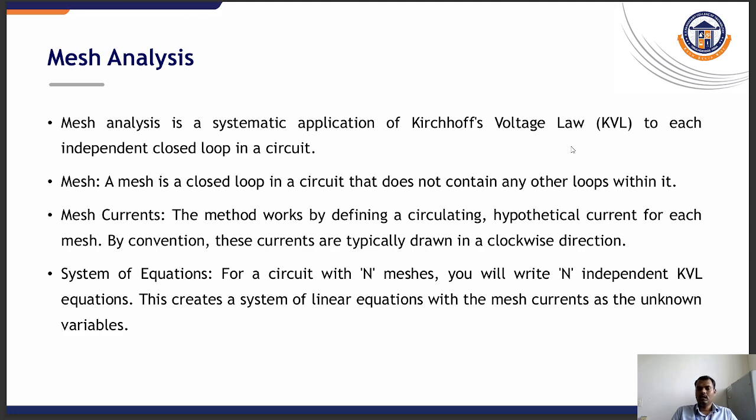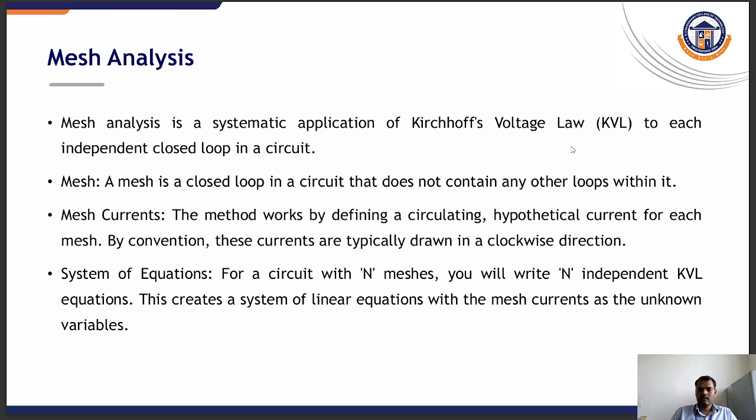By convention, these currents are typically drawn in the clockwise direction. We can draw them in the anti-clockwise direction also, no issues, but we have to ensure that we are defining the current in the proper way. If a resistor is sharing currents between two meshes, then we have to see the direction. If one is in anti-clockwise and one is in clockwise, then the current direction should be opposite. That is, we have to write I1 minus I2. Whereas if they flow in the same direction, then we can write I1 plus I2.